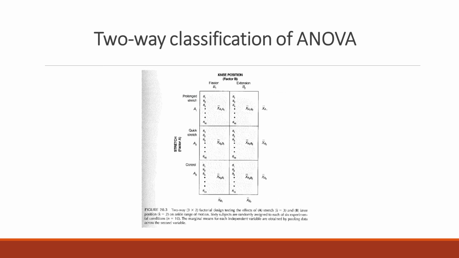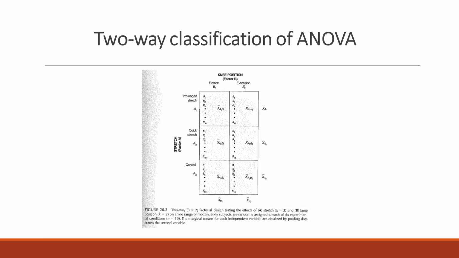In this next example, we are looking at a two-way classification of ANOVA. Researchers want to compare the effect of prolonged versus quick stretch for improving ankle range of motion against a control, factor A. At the same time, they are interested in determining if the position of the knee during stretch, flexed or extended, will affect the outcome, factor B.